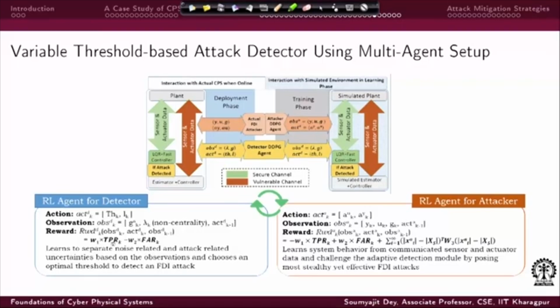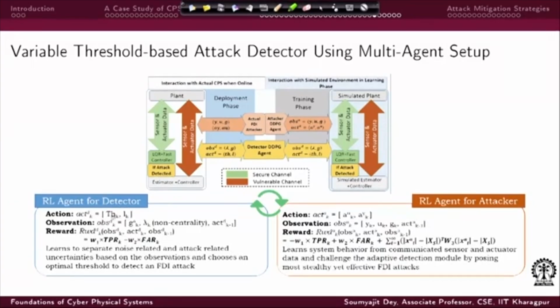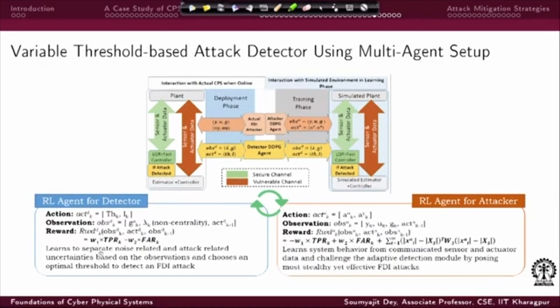Now, if you see the detector's cost function, what are the detector's choices? The detector is trying to set suitable parameters for the detector. That means the agent for the detector is trying to choose a THK and an LK, so that after it observes one closed loop control iteration, it can figure out what happened to the system, what is my calculated TPR and what is my calculated FAR based on the previous formulas we discussed. If there is a gain in TPR and a decrement in FAR, it is going to be rewarded as per this formula. So, this is how the RL agent will work here.